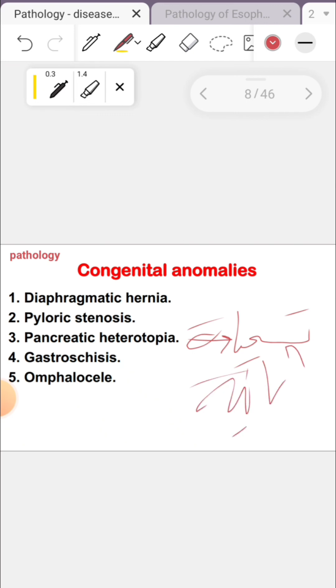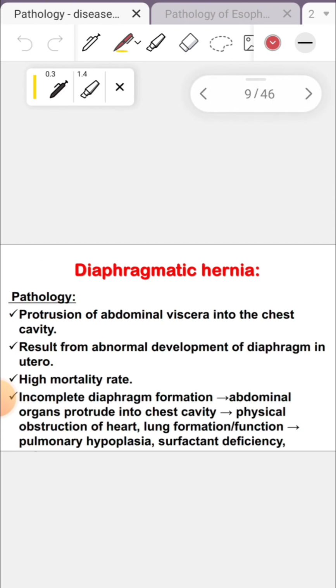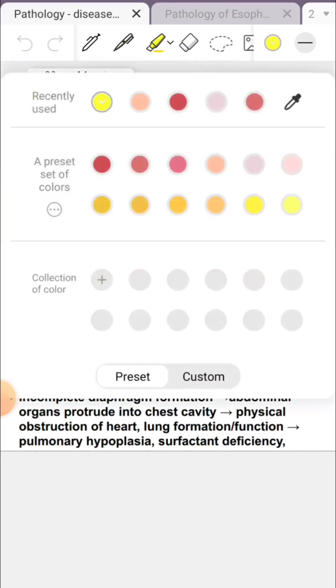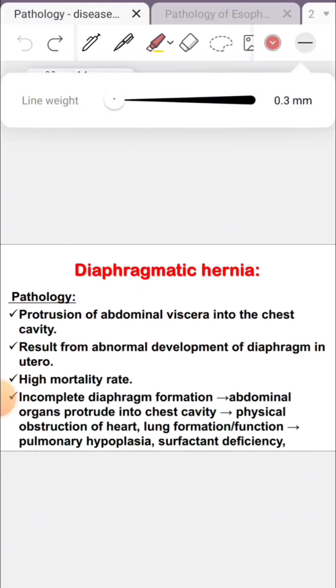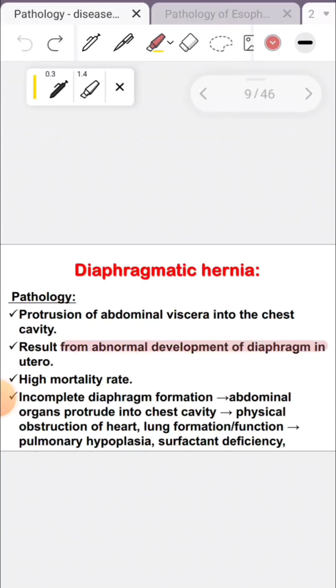Diaphragmatic hernia is protrusion of the abdominal viscera into the chest. This is usually incompatible with life because the abdominal viscera go up into the chest and put pressure on the heart and lungs, causing pulmonary insufficiency and pulmonary hypoplasia and so on. It is associated with high mortality rates, related to abnormal development or a defect in the diaphragm. The lungs are incompletely formed due to pressure atrophy and physical obstruction to the heart and lungs.